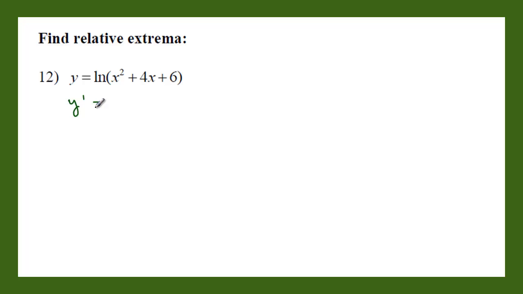So y prime, we need the derivative of this natural log function, so we take the derivative of the inside, which was 2x plus 4, and that's all over the original, x squared plus 4x plus 6. And we want to set this equal to 0, or we need to know where it's undefined.